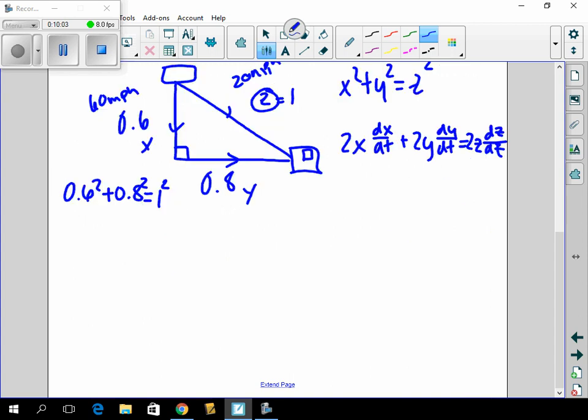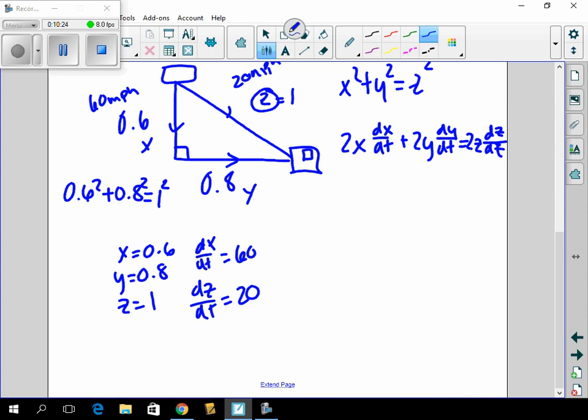And so I have x equals 0.6, y equals 0.8, z equals 1. So these are all my knowns. dx dt is 60, dz dt is 20. And the cop is coming down, and so this rate of change is actually negative because this distance is decreasing. Versus both of these are increasing, because if we notice they're both going to the right, they're both becoming bigger. So dx dt is negative, but dz dt is still going to be positive.